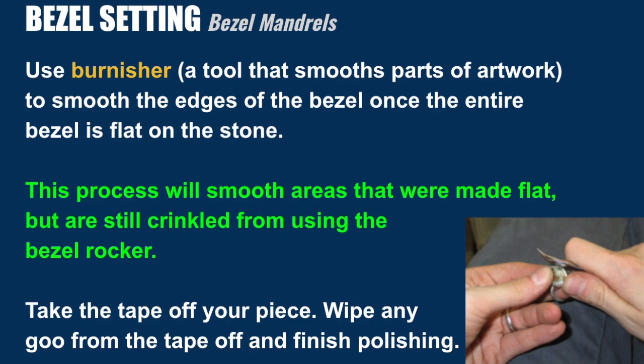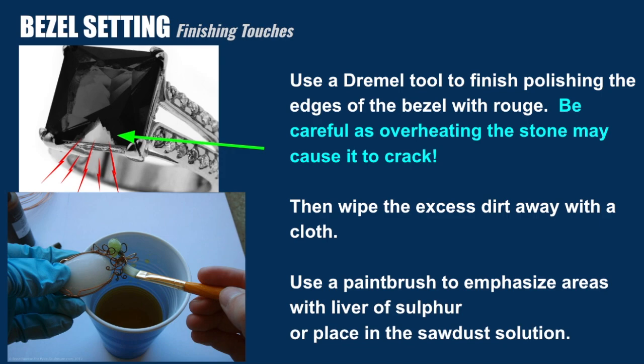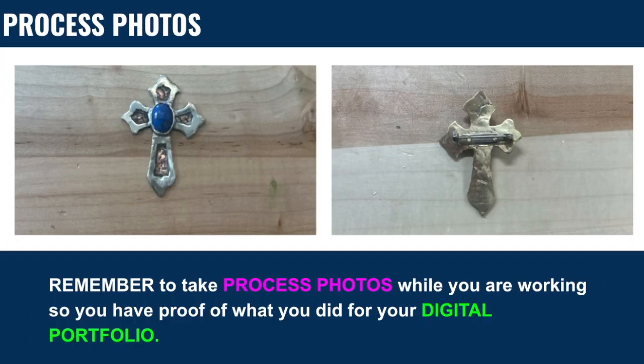You would then take a burnisher to rub the edge of the metal closest to the stone to make it shiny. You can also use liver of sulfur or a silver blackener to create more contrast in areas of your piece, especially where the texture has been created. Remember that you should be taking process photos during each day you work on the bezels, and you should be updating your digital portfolio as we move along.